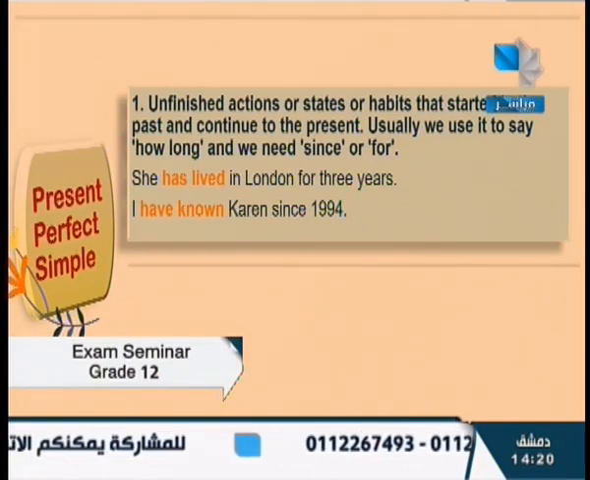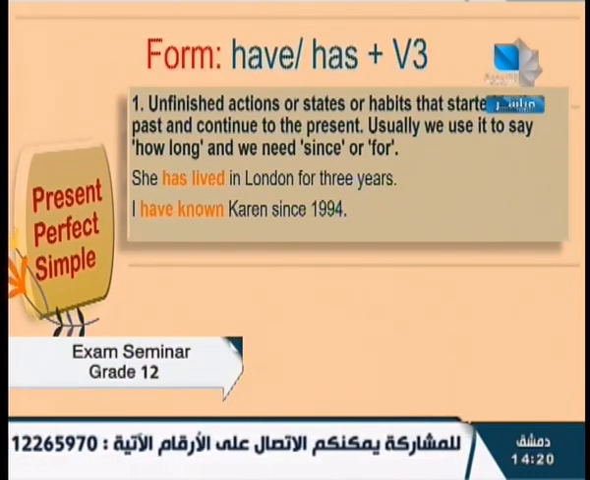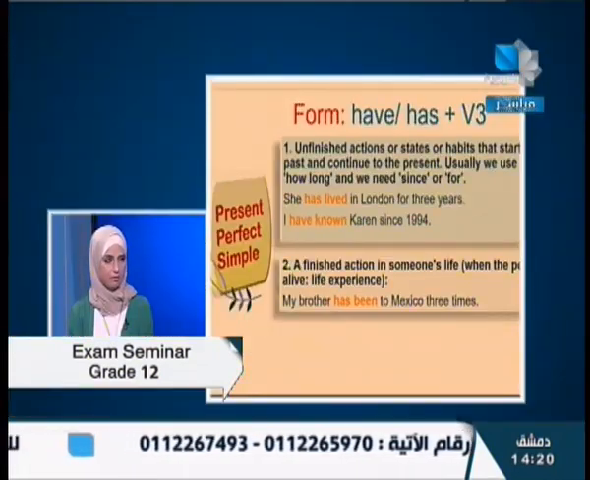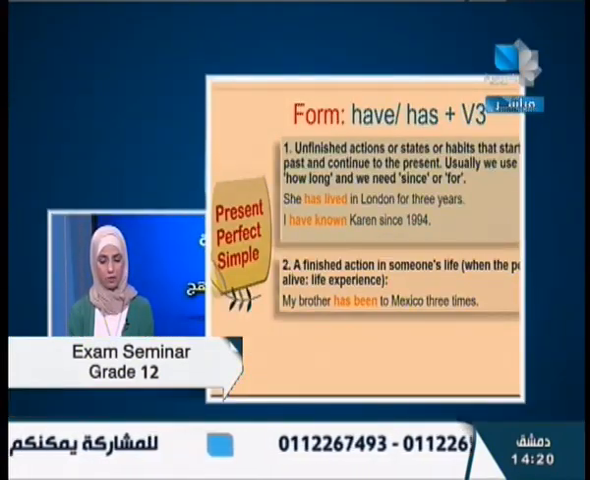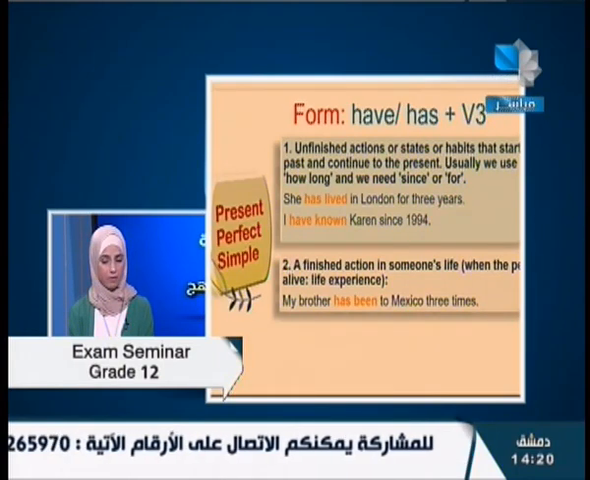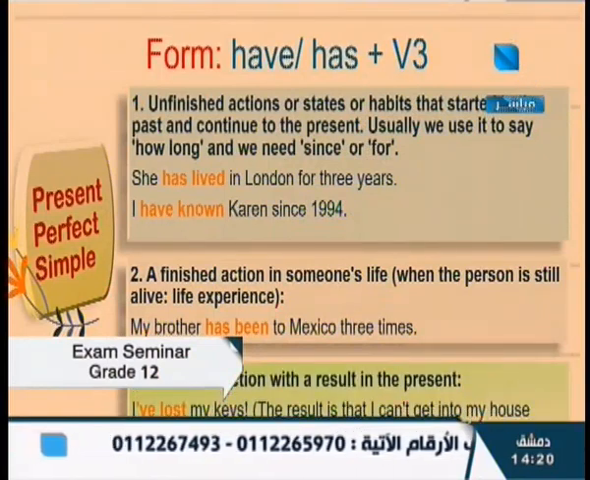The second use is a finished action in someone's life, when the person is still alive. It's like life experience. For example, my brother has been to Mexico 3 times. It's an experience. And the last use, a finished action with a result in the present. For example, I've lost my keys. The result is that I can't get into my house now.